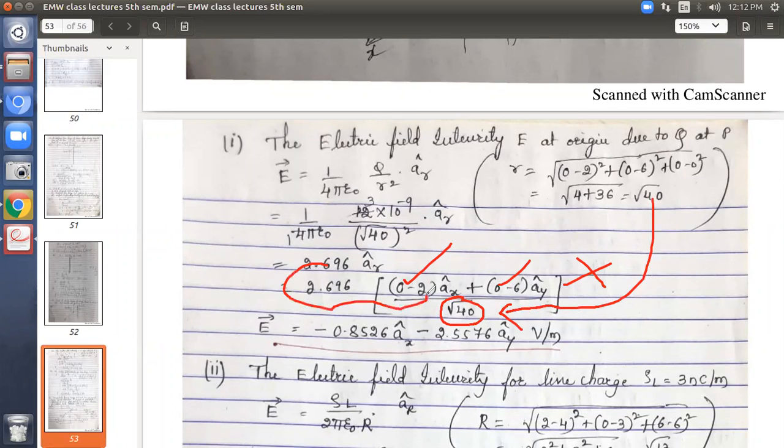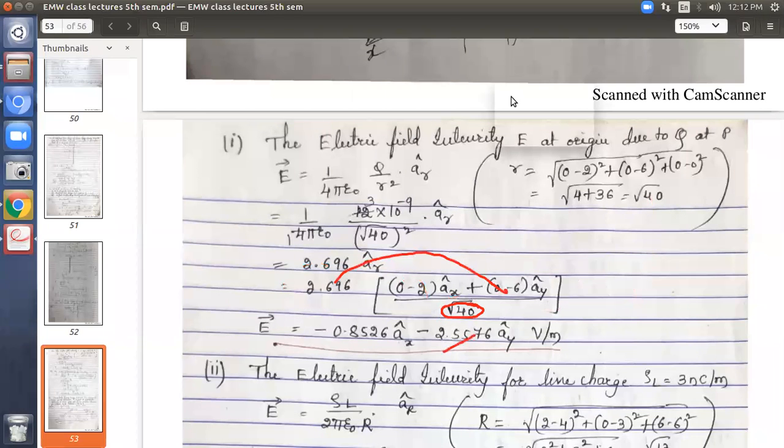Further is simplification. Take this, you will get 0.8548526. Then multiply this with minus 6 divided by root 40. You will get 2.5576. This is the first sub question. The second part I can see.